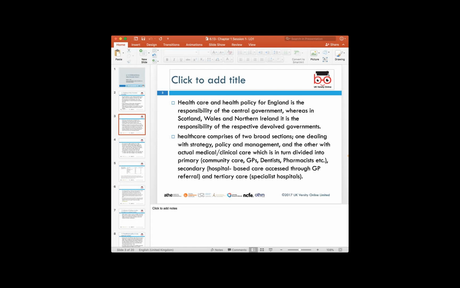And once you've had the procedure, or for example you've had an operation and you require some care after the operation or the procedure, that care would then be classified as the third tier of care, or tertiary care, and that would be provided by specialist organizations. It could be a hospital.